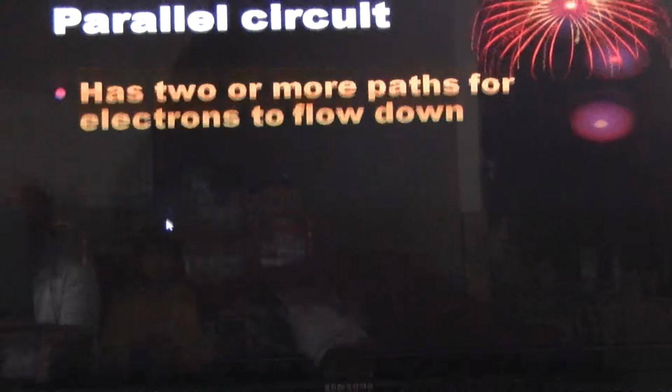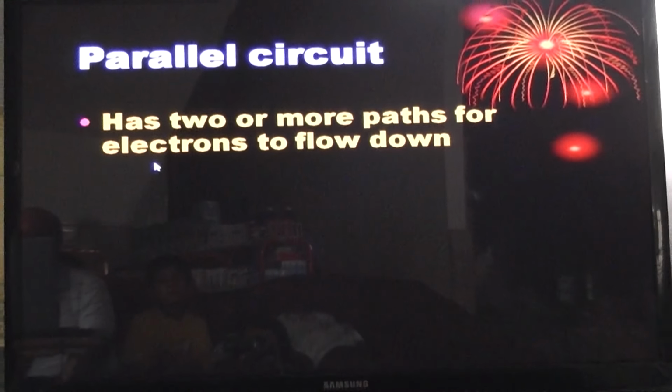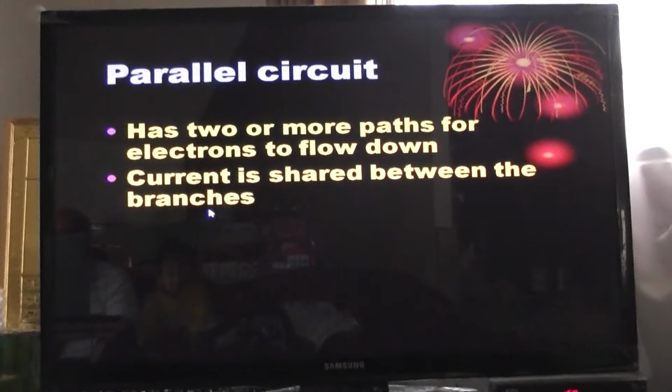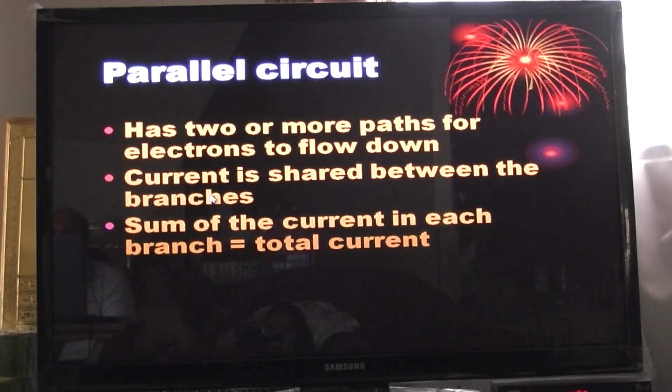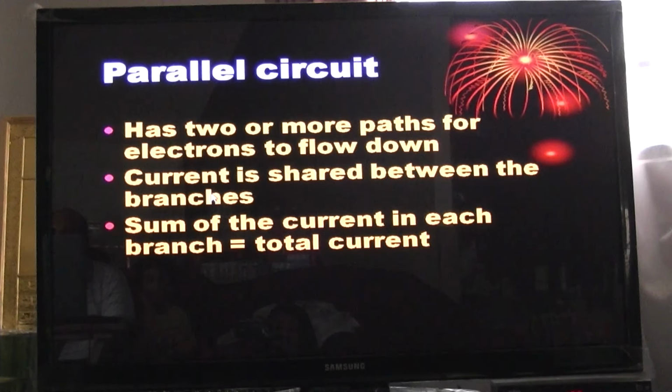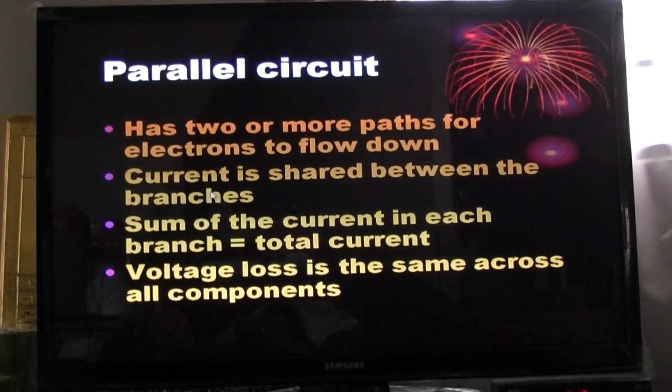A parallel circuit has 2 or more paths for electrons to flow down. Current is shared between the branches. The sum of the current in each branch equals the total current. Voltage loss is the same across all components.